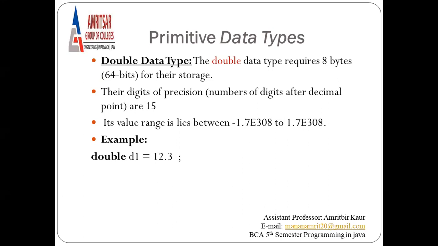Then the double data type. It requires 8 bytes for storage, and here the precision is 15, meaning after the decimal there will be 15 digits, and its value range lies between -1.7 into 10 power 308 to 1.7 into 10 power 308. To declare this, we use the keyword double, then our variable name equals to value.